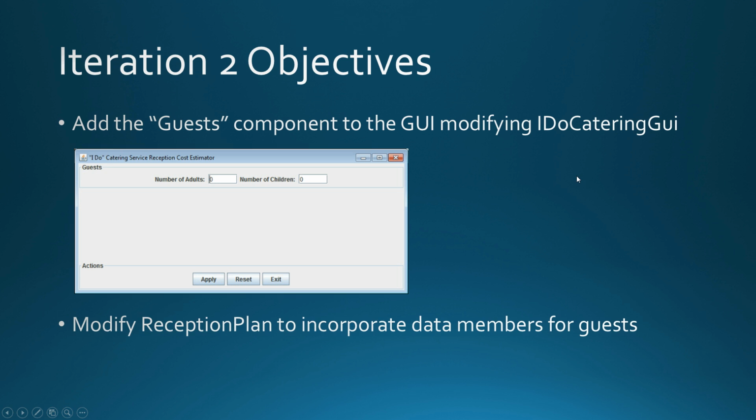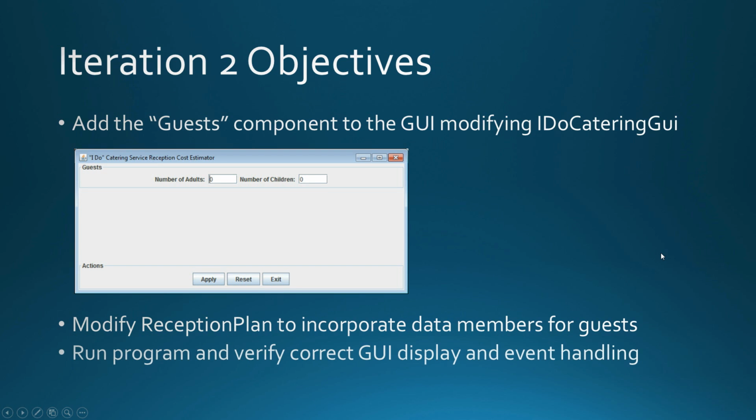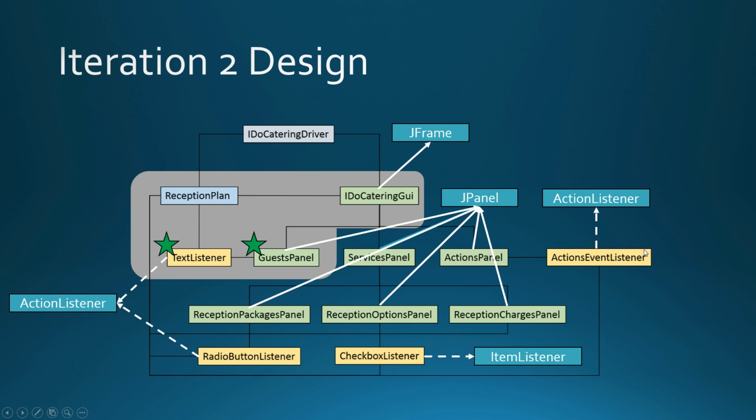Secondly, we're going to modify our model component reception plan to incorporate data members so that we can record the number of adult guests and the number of child guests when the user enters them in these text fields. Finally, we're going to run the program and verify that the correct GUI is displayed and the appropriate event handling is performed. With respect to the design for iteration 2, again, I shaded in gray the components that we're going to address with our revised code.